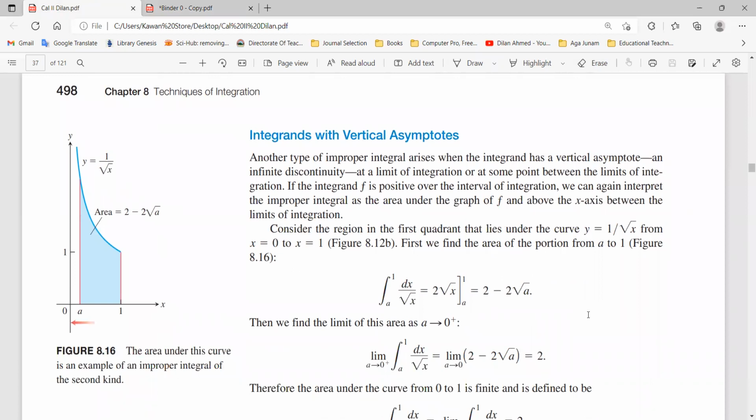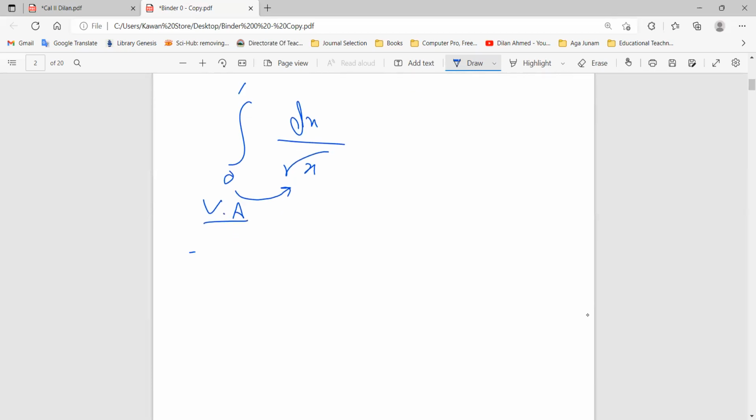So we have, for example, from positive 0 to 1 of the square root of x. You can see if I put 0, there will be what? Trouble. We have a problem here. So we will get a vertical asymptote. That's why I'm going to change to the limit, a approaches 0 from the right side, of the integral from a to 1.